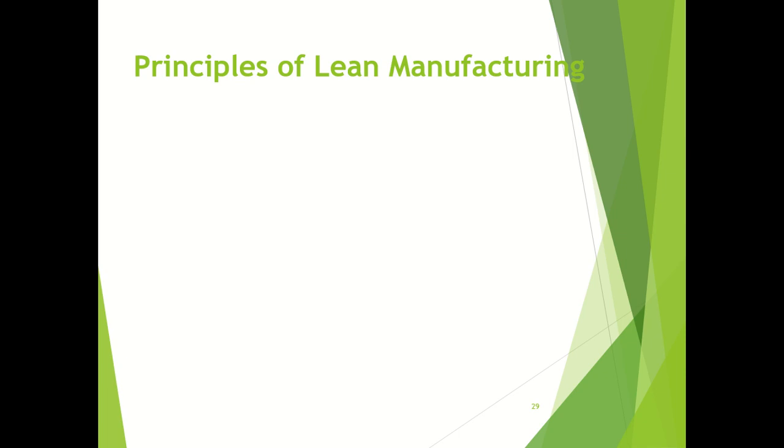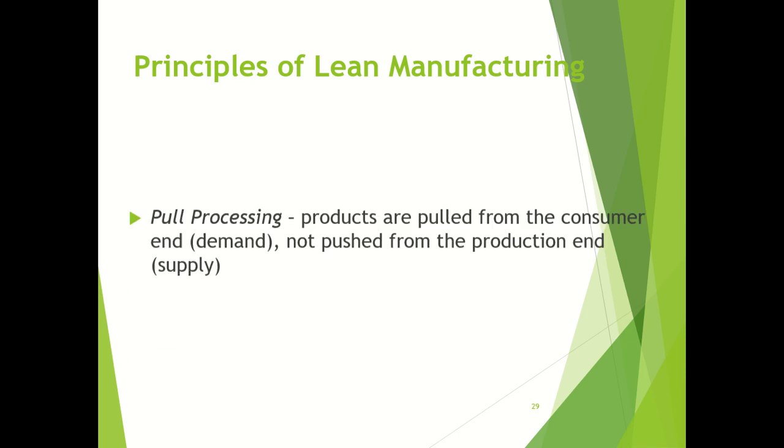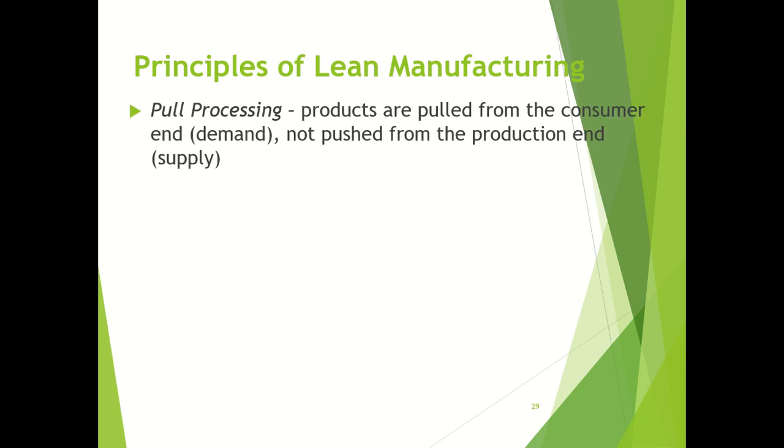So, we have various principles that we are about to discuss. One of the principles in lean manufacturing is known as pull processing. This pull processing, as implied in the name, involves pulling products from the consumer, rather than pushing them to the production end of the supply.